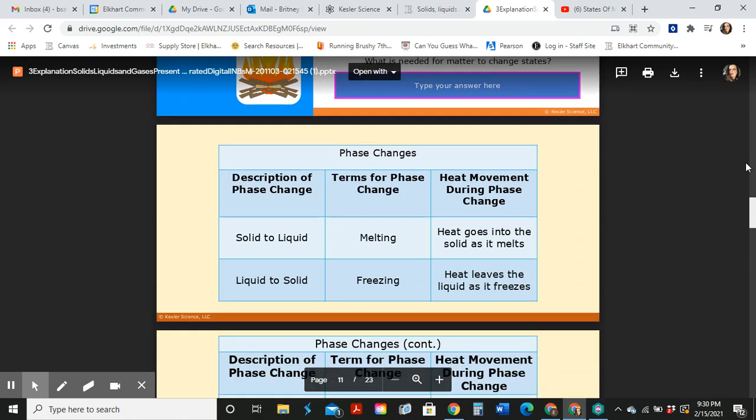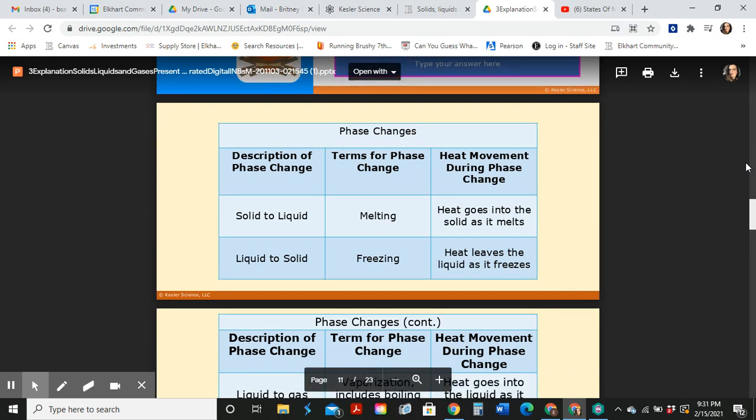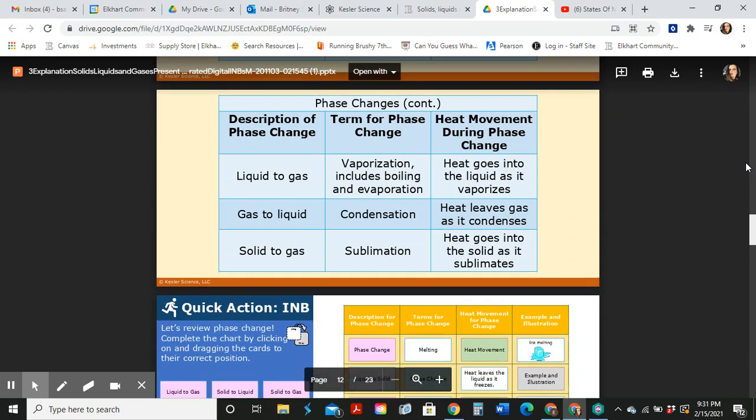Phase changes. Solid to liquid is melting. It's when heat goes into the solid as it melts. Liquid to solid is freezing. Heat leaves the liquid as it freezes. Liquid to gas is vaporization, including boiling and evaporation. Heat goes into the liquid as it vaporizes.